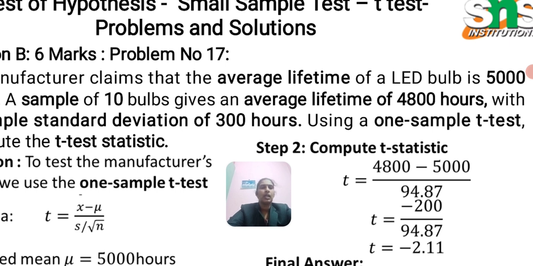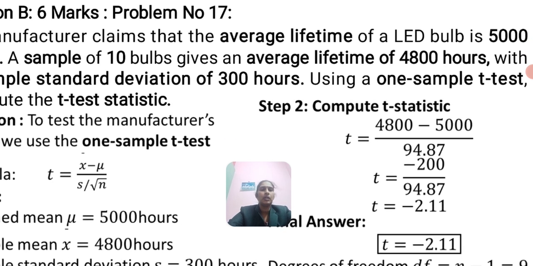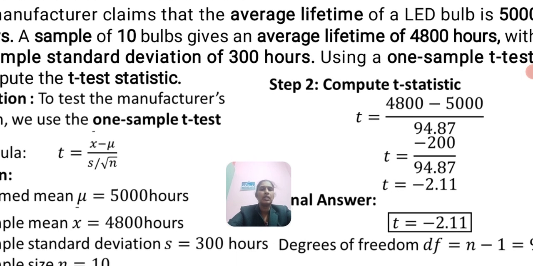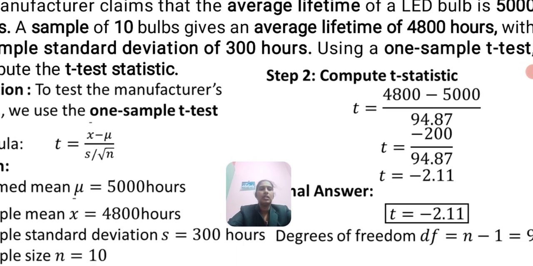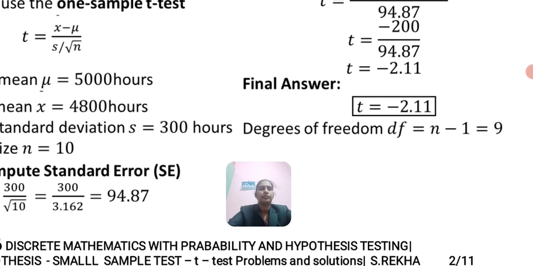So 4,800 minus 5,000. So if you simplify, s by root 10, you will get 94.87. So you will get t equal to 2.11. So this is the computation, so we can find the t value. And using this, we have to find the degrees of freedom. So degrees of freedom is df equal to n minus 1. n is 10. So 10 minus 1 is 9.